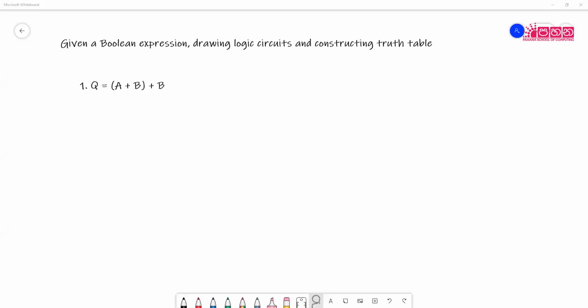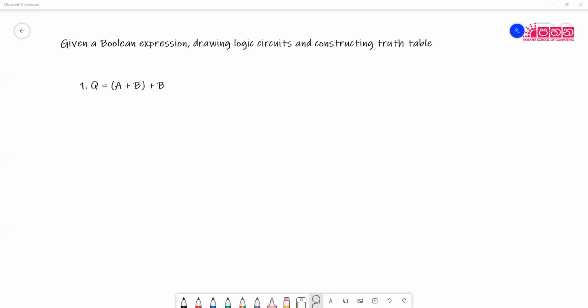Let's start with this. In this one, given the Boolean expression, we are going to draw the logic circuit and then construct the truth table. We'll start with the first one: Q equals within bracket A plus B, plus B.